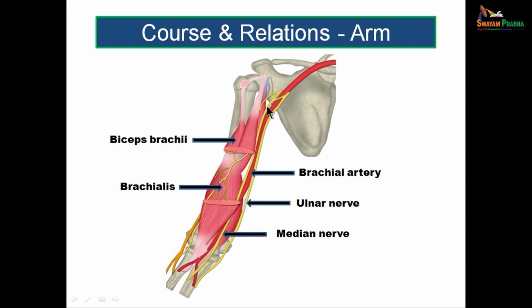You find the median nerve, which was lateral to the brachial artery in the proximal part, will cross the brachial artery superficially and run on its medial side in the lower 1/3. So, in the middle of the arm, median nerve is going to cross the brachial artery from lateral to medial side in a superficial way. This is one of the changes happening in the middle of the arm at the level of insertion of coracobrachialis.